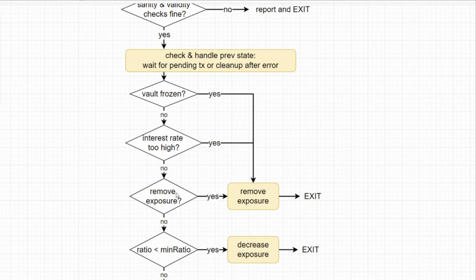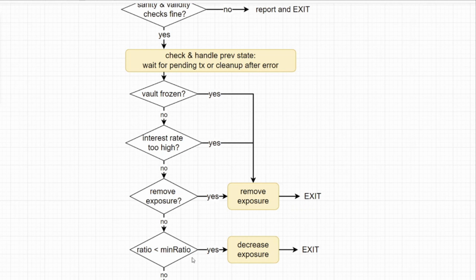Or because of some parameter setting: when you set the max collateral ratio parameter to -1, that means you want to remove the exposure. So, do I want to remove the exposure? Yes, then exposure is removed, and we're done. We are basically out.